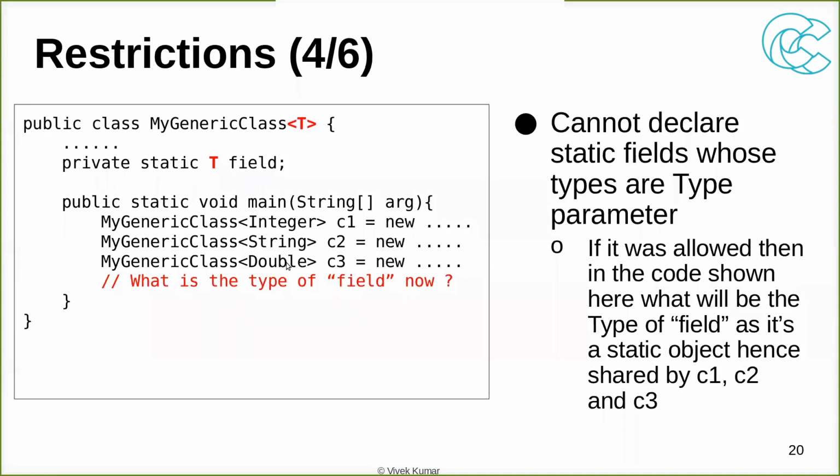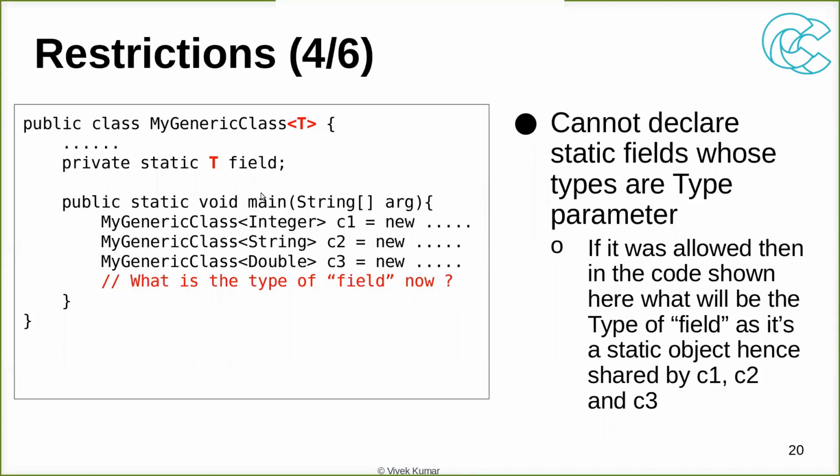Now, since a static field is supposed to be applicable to all the instances, it's a class level variable. So it would be confusing, it's wrong to say what the type of T is. It cannot be Integer, String, or Double.